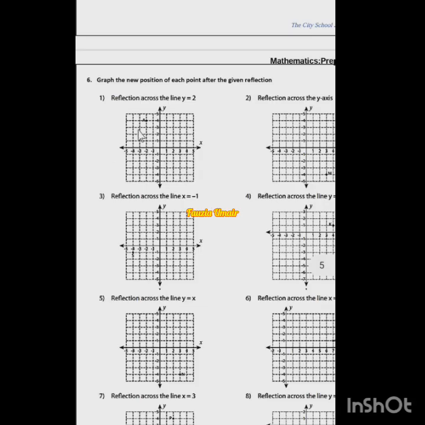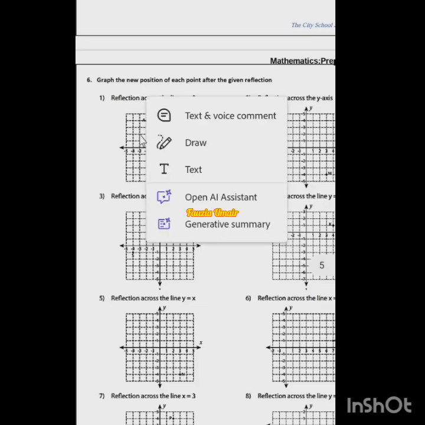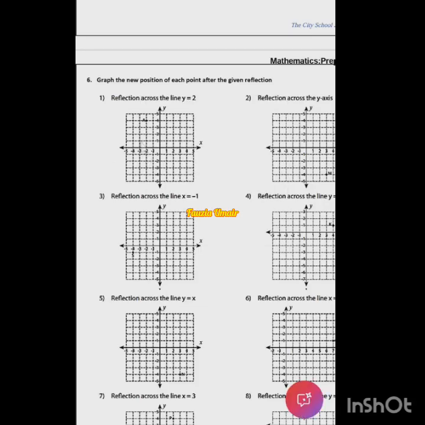Y is equal to 2 is a line. So where y is 2? How to draw this line? Here is the point where y is 2, right? Can you see the green dot? Yes, ma'am. So this is the reflection line, right? Yes. Now if this is the reflection line, where will A go?